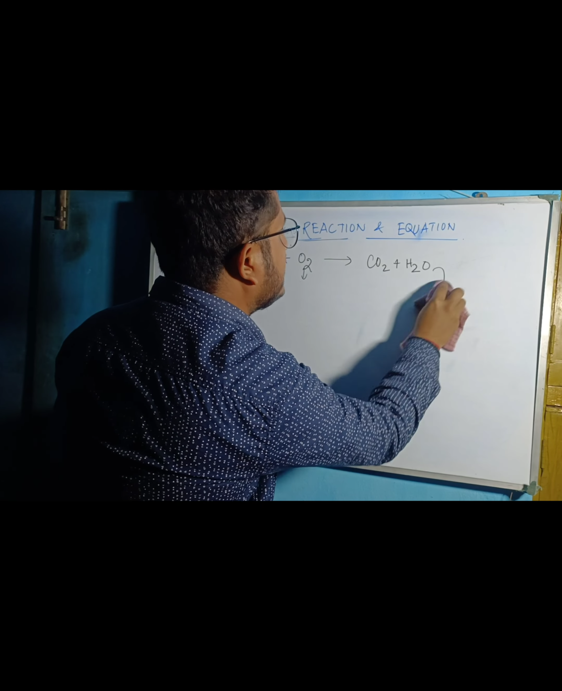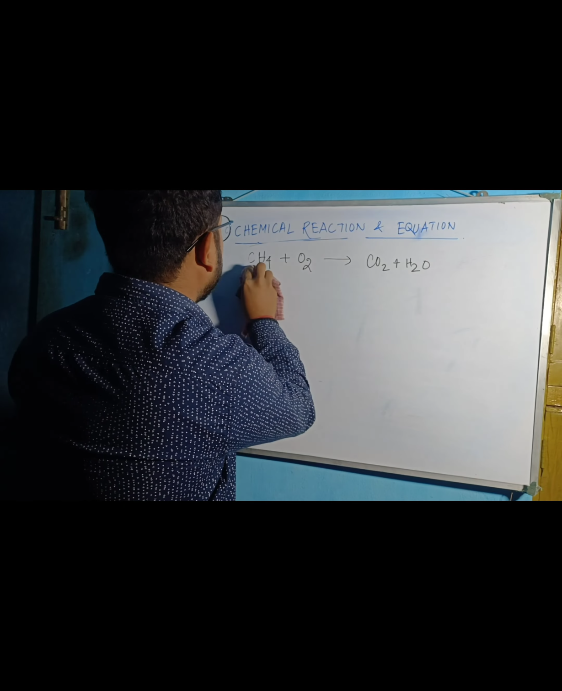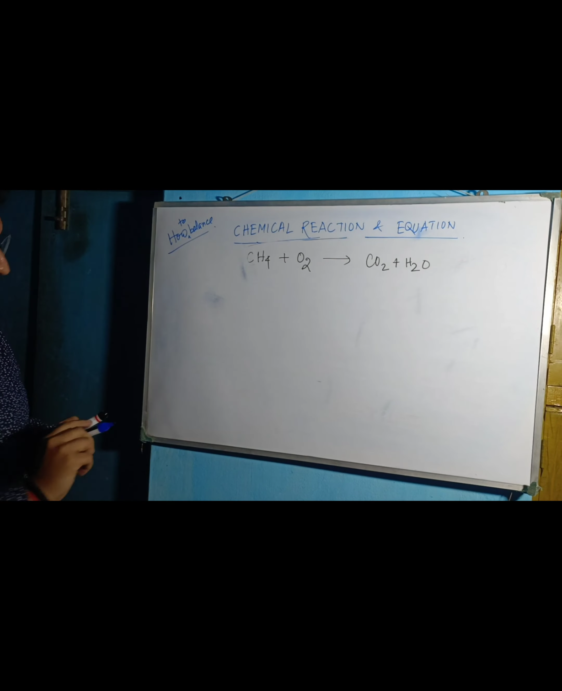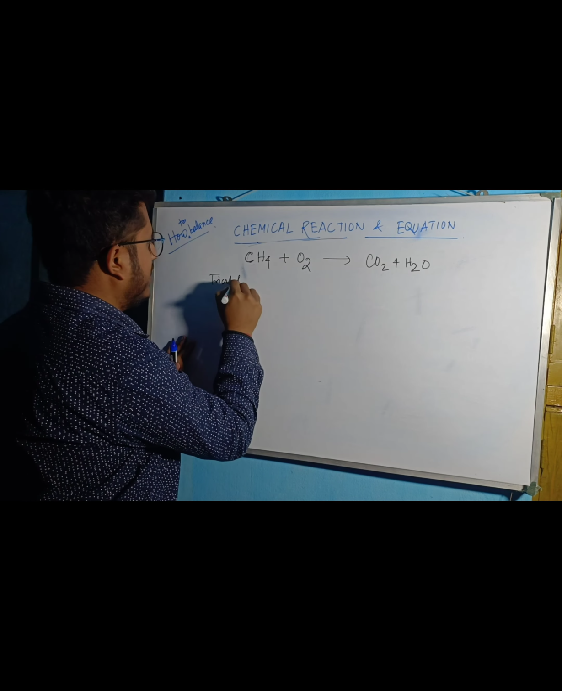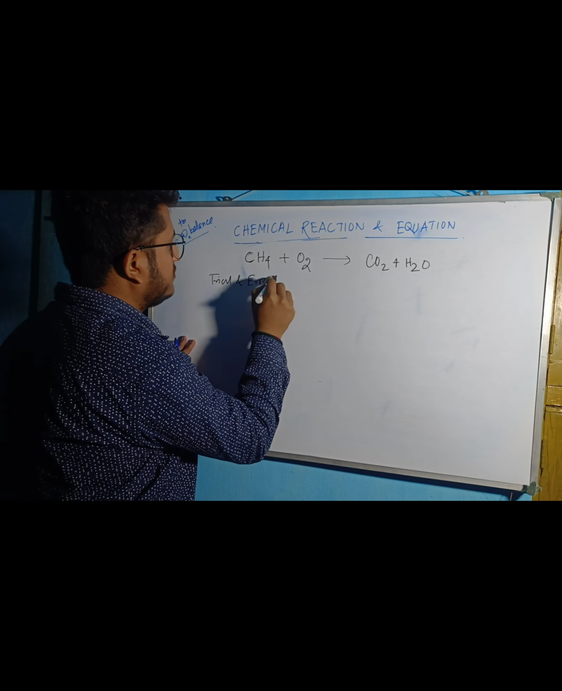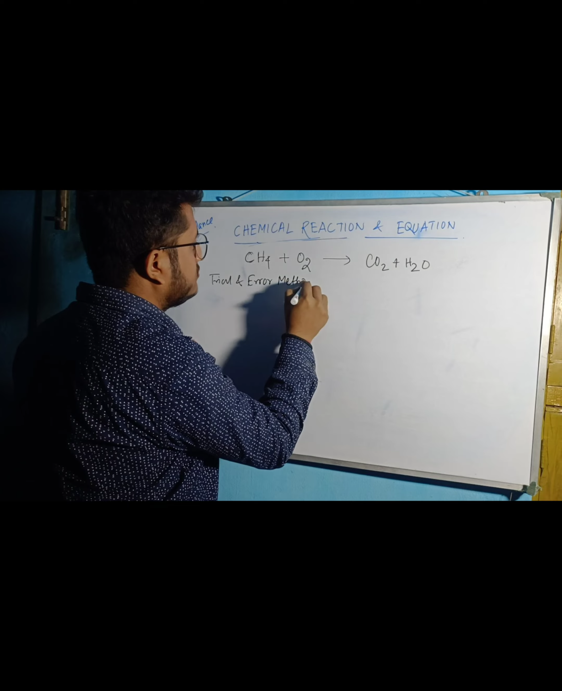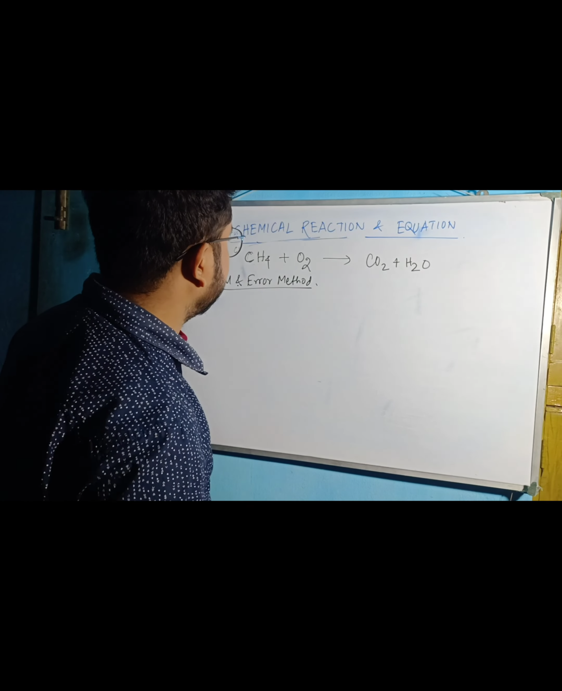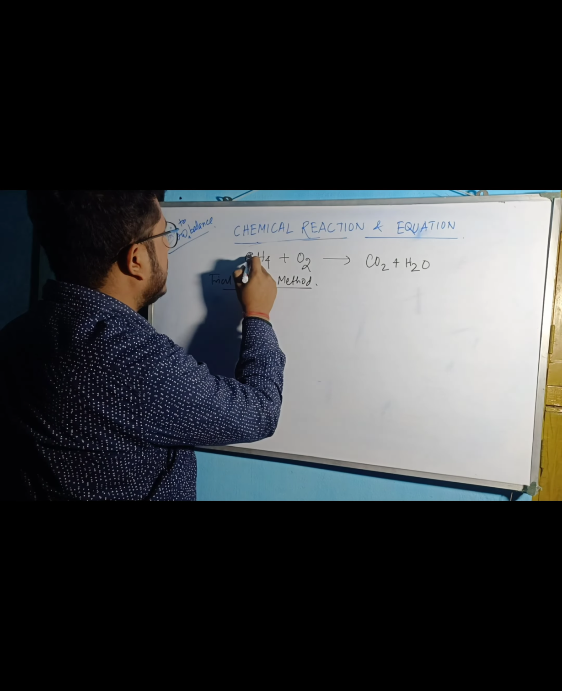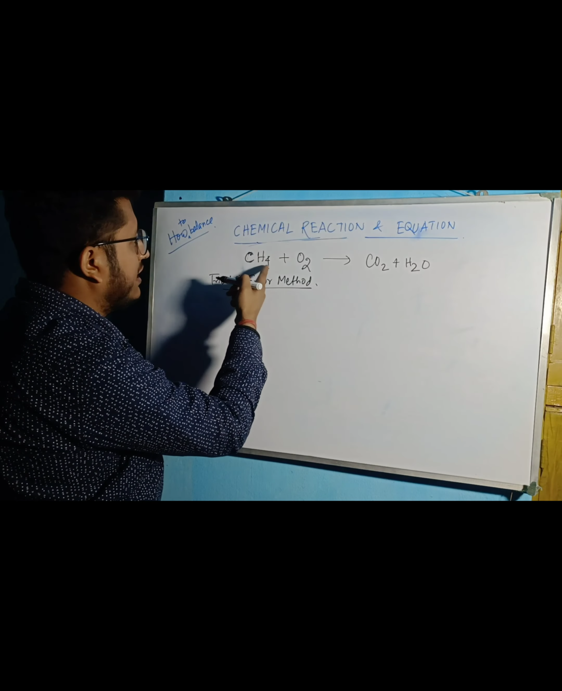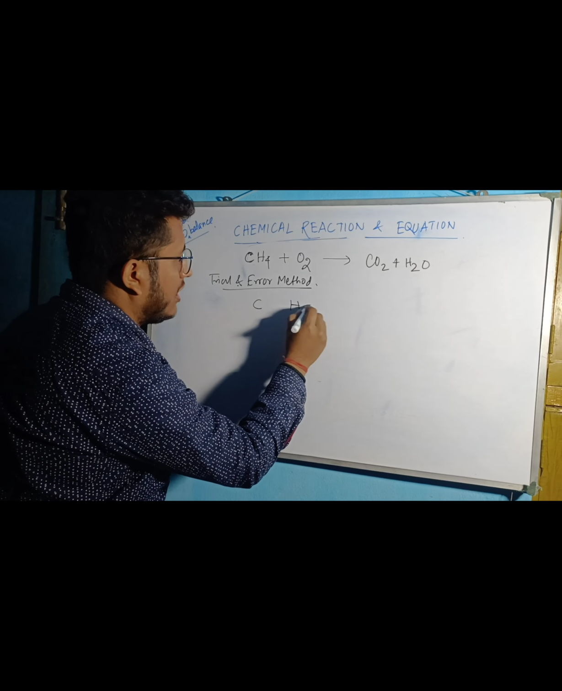First method to balance this equation is called trial and error method. Trial and error method. First, we should look at the number of atoms of carbon, hydrogen and oxygen.